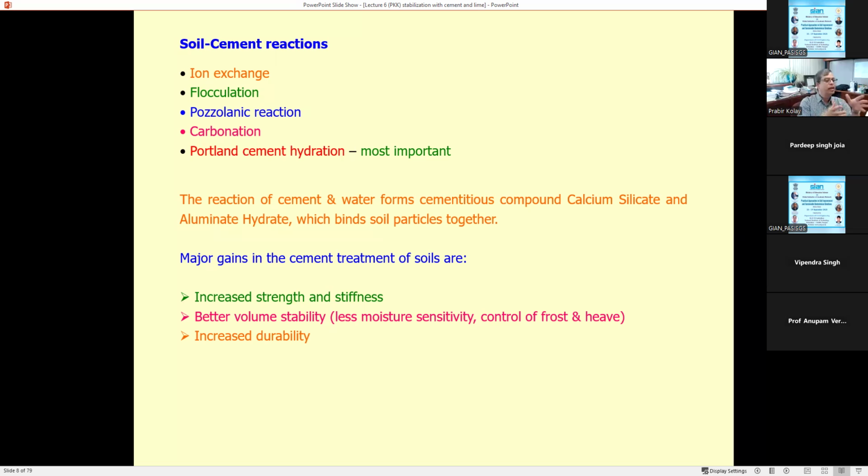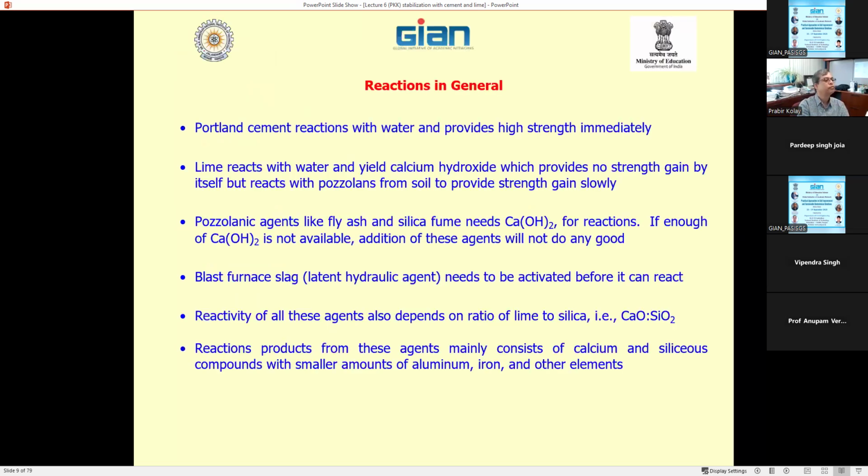Okay. The major gains of cement treatment of the soil, again as I mentioned, are the general ones: increase the strength and stiffness, better volume stability, less moisture sensitivity, control of frost and heave, and increased durability. These days, people are also more concerned about using cement because the production of cement itself generates a lot of CO2 and greenhouse gas. So people are going towards calcium sulfoaluminate cement instead of Portland cement, or some other cementitious material.